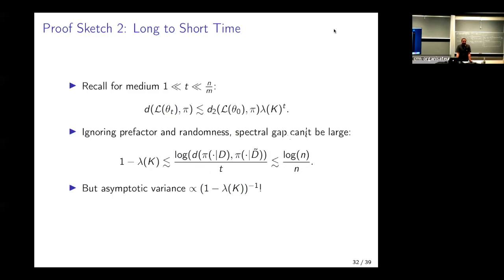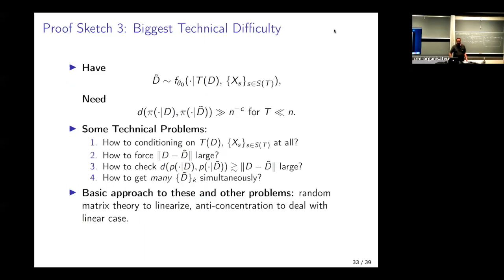Okay, but recall way back from Bayesian Stats 101 that the asymptotic variance of an MCMC method is proportional to 1 over 1 minus lambda k. So knowing this for a particular time t that I've chosen very carefully actually tells you what the asymptotic variance looks like, tells you what the error is for all large t. So there's this nice laundering that happens where you go from medium values of t to very large values of t. Okay, that's heuristic, but more or less one can make that true.